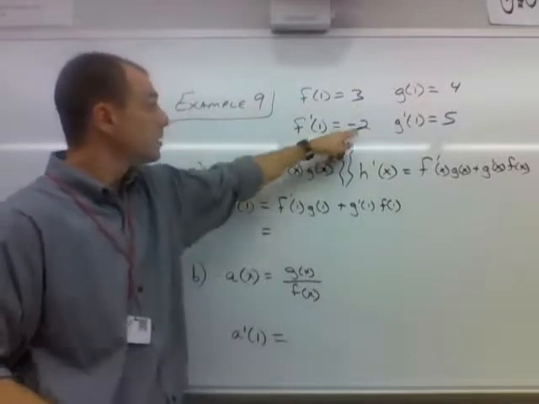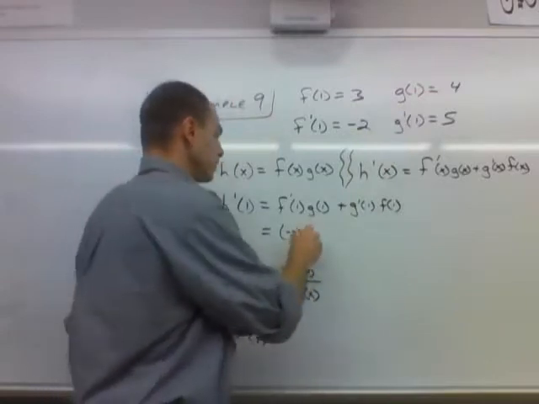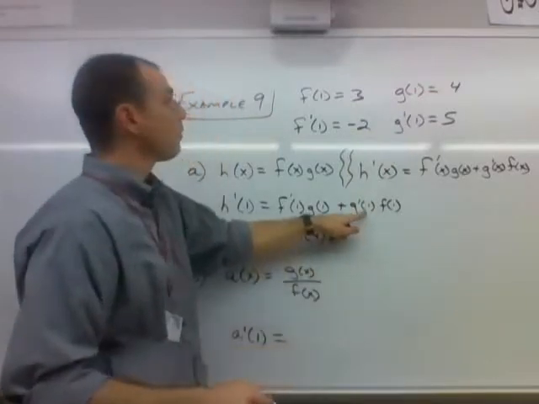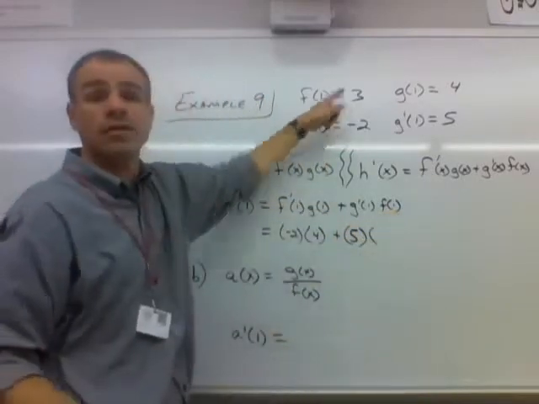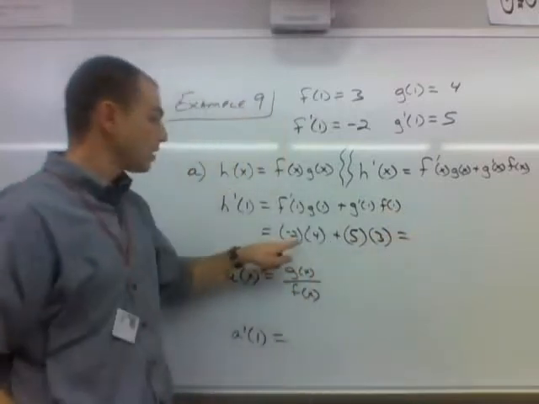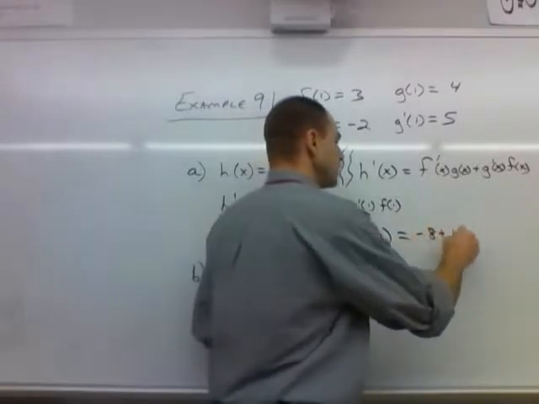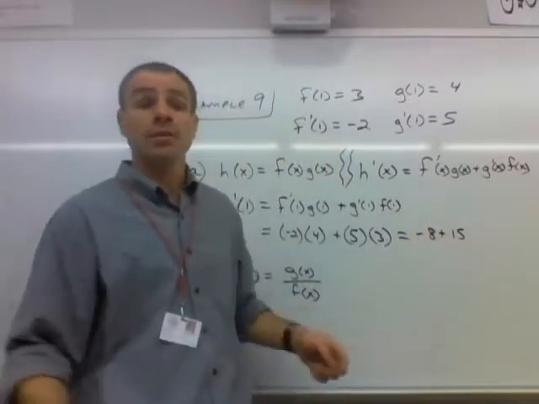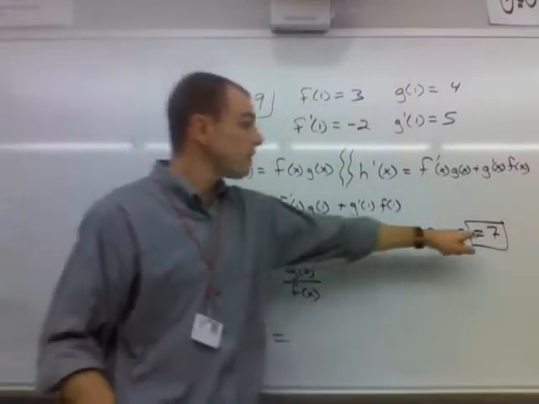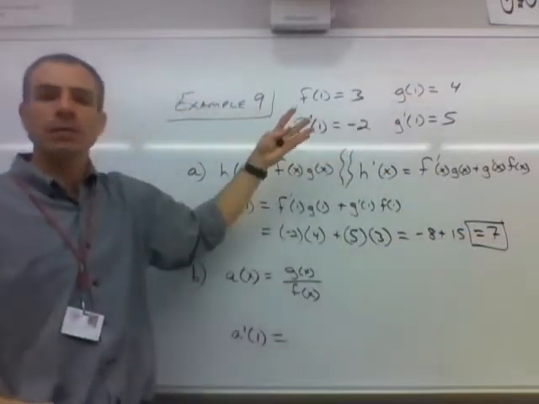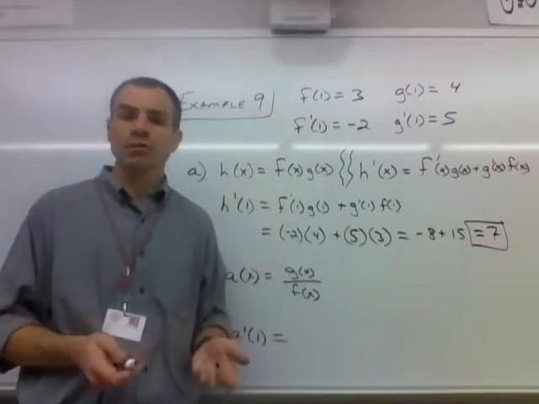F prime of 1 is negative 2. G of 1 is 4. G prime of 1 is 5. F of 1 is 3. So we have negative 2 times 4, which we know is negative 8, plus 5 times 3, which is 15. And negative 8 plus 15 gives us our final answer of 7. So h prime of 1 is 7. We're able to get that based off of the given information and the fact that h is the product of f and g. We can do the quotient rule as well.